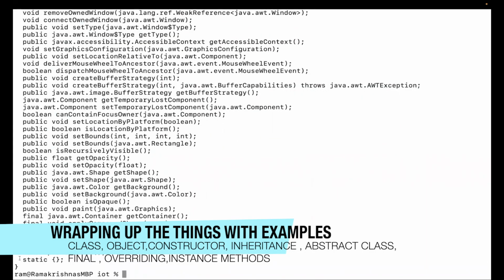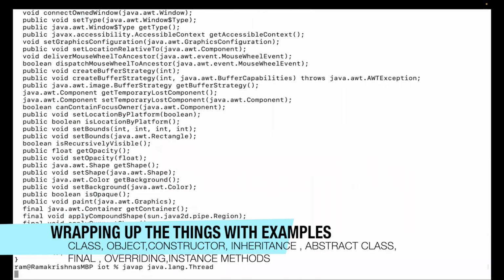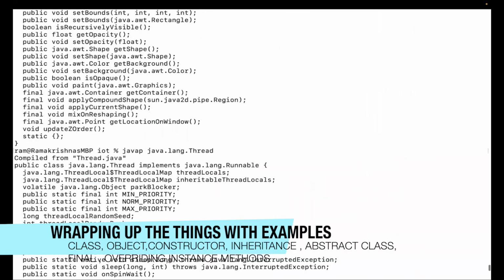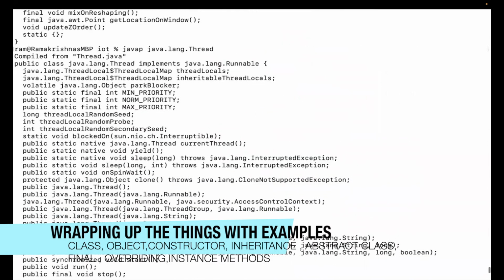Okay. You know, this is having the static block. java.lang.Thread class. Please observe that and then tell me every line. What is the first line?